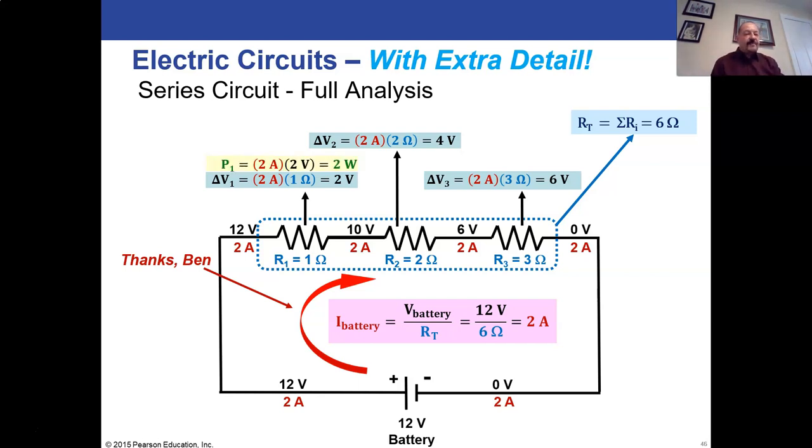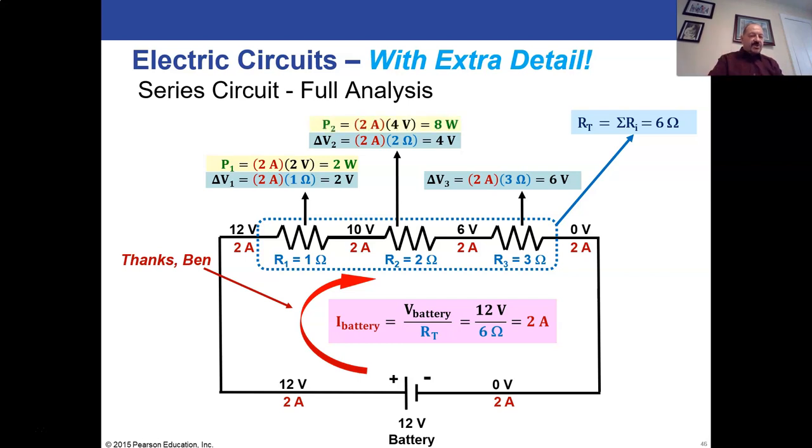Now, we also know that power is equal to current times voltage. So we just multiply current times voltage. We know the current for each one is 2 amps. It's always 2 amps. We know the voltage at each one is different. The first one is 2 volts. The second one is 4 volts. And the third one is 6 volts.